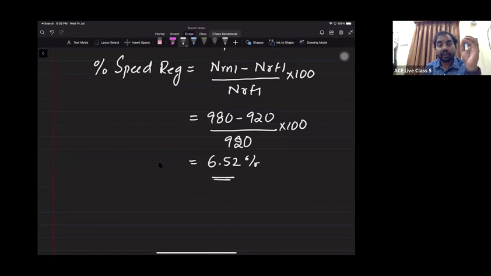So what is that observation? You can see here the change in speed from no load to full load is almost negligible. Why? Because there is not much change in the rotor speed from no load to full load.